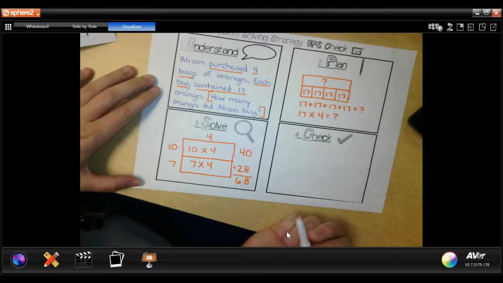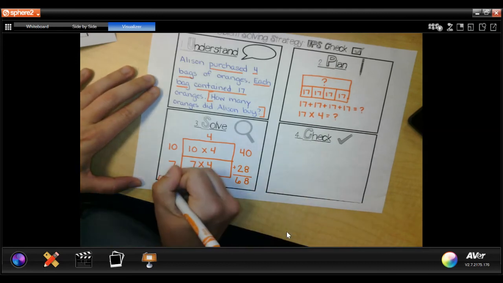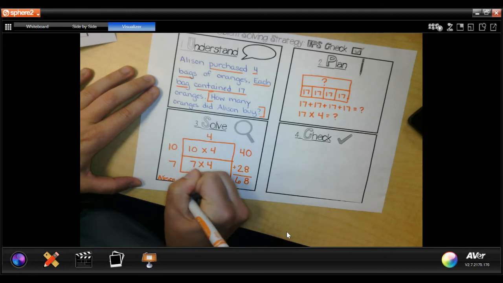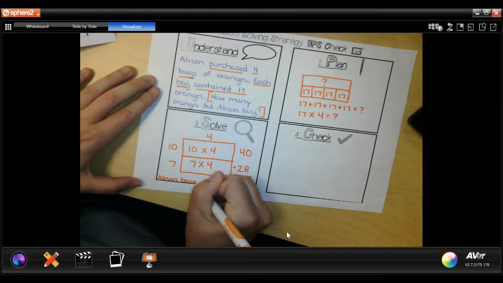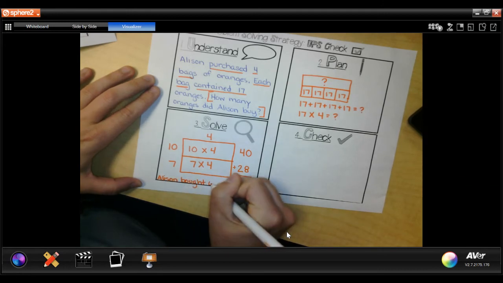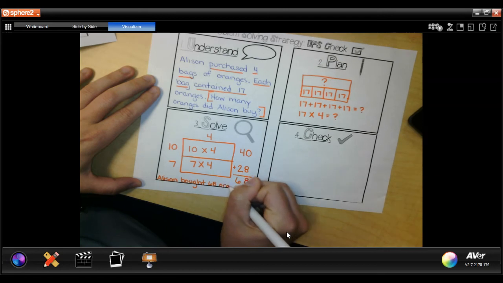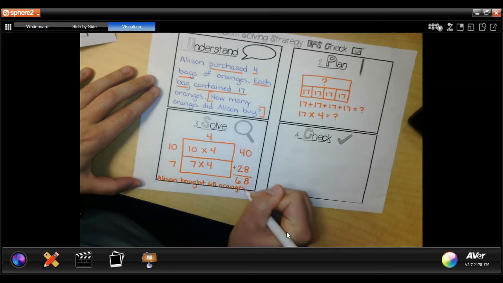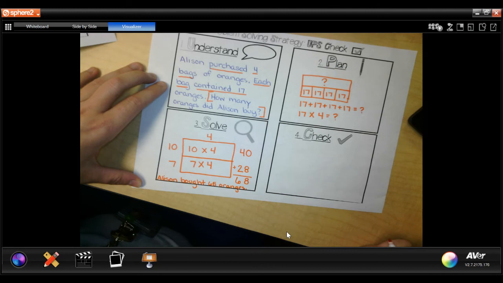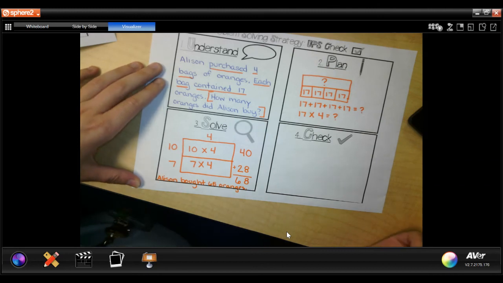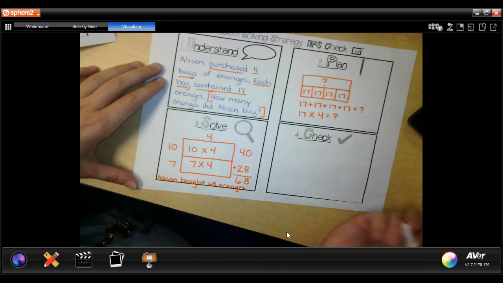So I might assume that my answer statement is, Allison bought 68 oranges. There's my answer statement. But I'm not done with my problem yet because I should always check my work. I can check this using my repeated addition equation from above.